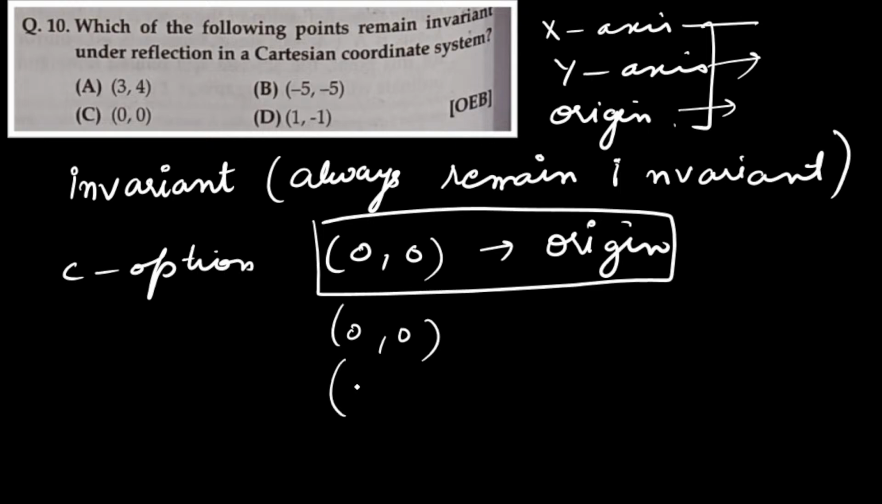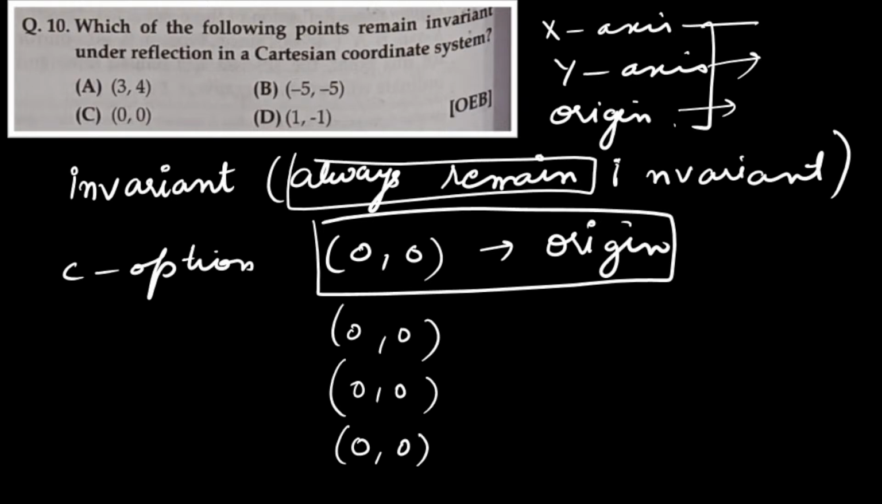If you are doing its reflection in y-axis, again it will be 0, 0. If you are doing its reflection in origin as well, still it will be 0, 0 only, because 0 doesn't have a positive or negative sign. So that means the invariant point is the origin only, because it will always remain invariant whenever reflection in a Cartesian coordinate system is happening. So I hope it's clear.